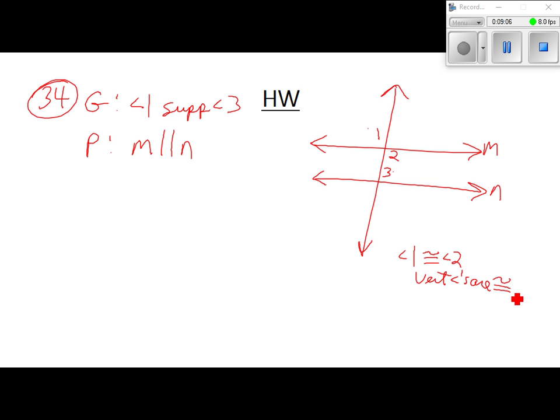Well, if angle 1 is supplementary to angle 3, that was given to us, right? And angle 1 is the same as angle 2. Can we put angle 2 right there in place of angle 1? Yes. So then that's going to tell us that angle 2 is supplementary to angle 3. Well, you guys just told me on that last problem, if those two are supplementary, what can we say about those two lines? They're parallel.